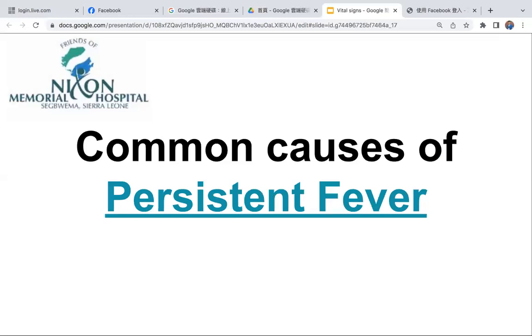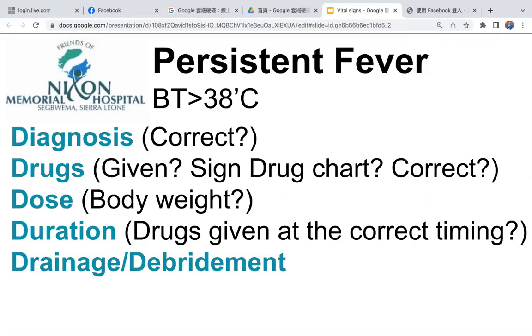So what are the common causes of persistent fever? Let's say the patient has received antibiotic treatment for a few days, but is still having fever. Why is that? There are 5 things we need to consider. The first thing is the diagnosis. Is the diagnosis correct? Have we tested for TB? Maybe the patient has tuberculosis. Maybe the diagnosis is not correct, and we need to find another diagnosis. Secondly is drugs. Are drugs given and signed in the drug chart? And were the correct drugs given?